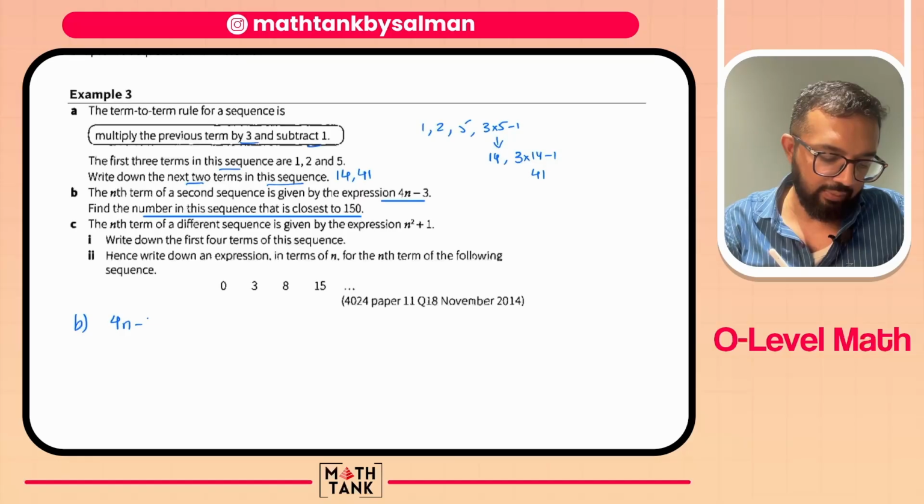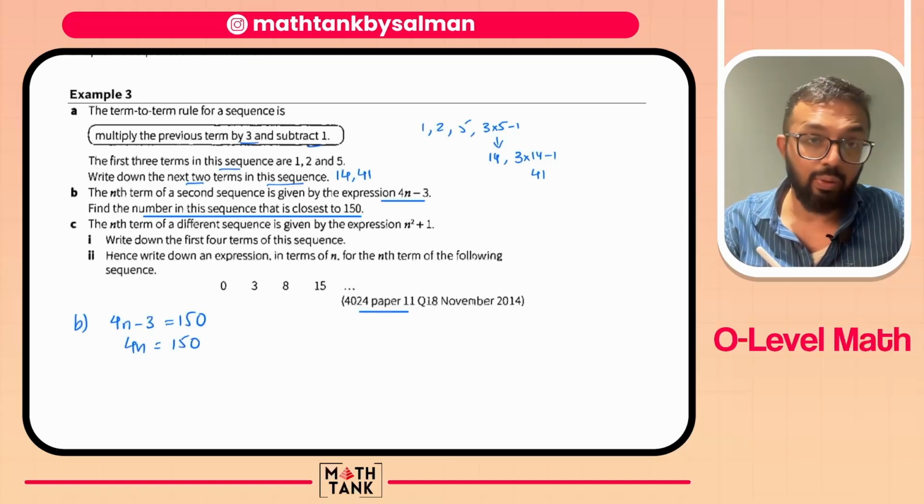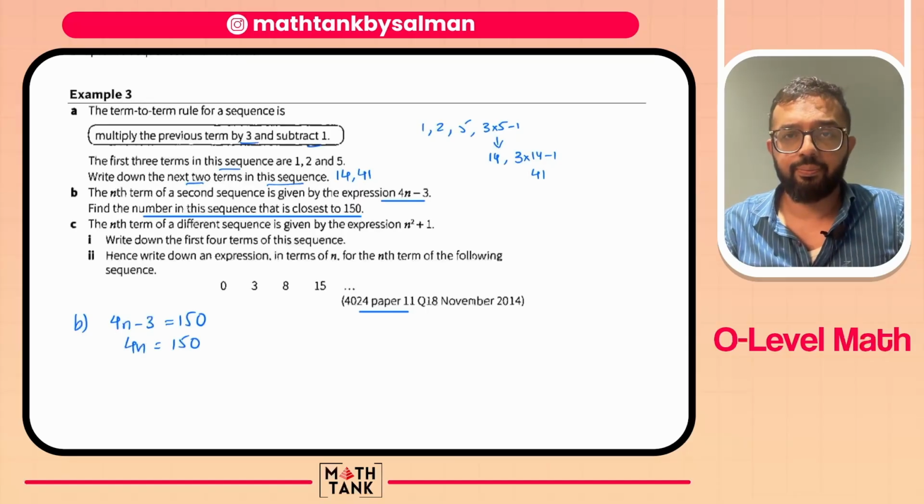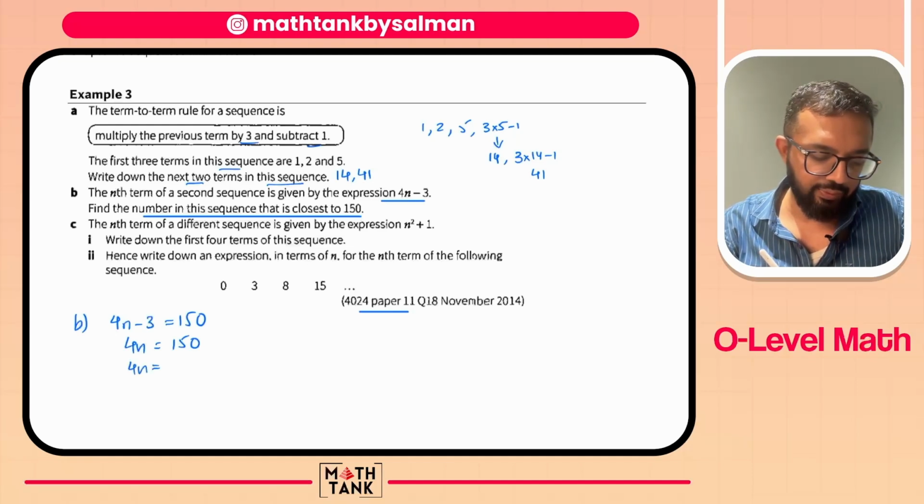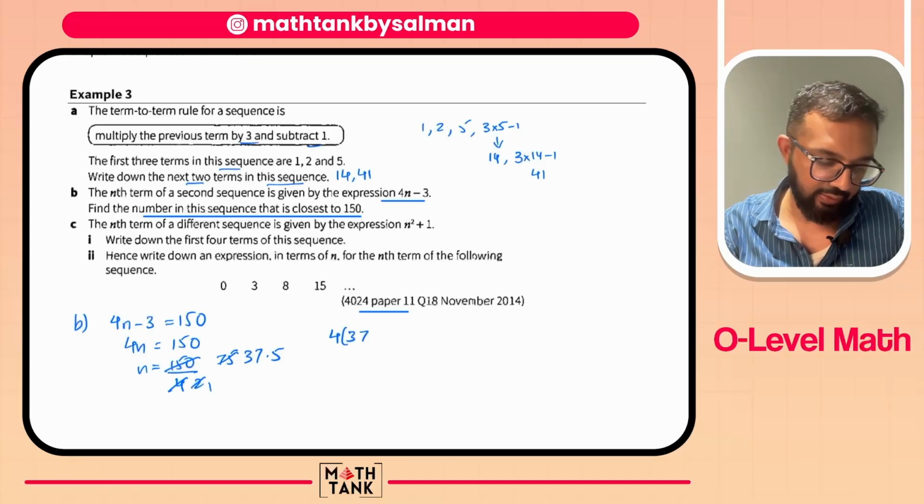So what I'm going to do is say that this is equal to 150. Now, since this is a no calculator paper, I will have to do a bit of guesswork in terms of what number should be closest to 150. I could have also done some trial and error and gotten to the right answer, but this is a better way of doing it. So 4n equals 150, so n equals 150 divided by 4, which is 75 divided by 2, which is 37.5. So it's either the 37th term or the 38th term.